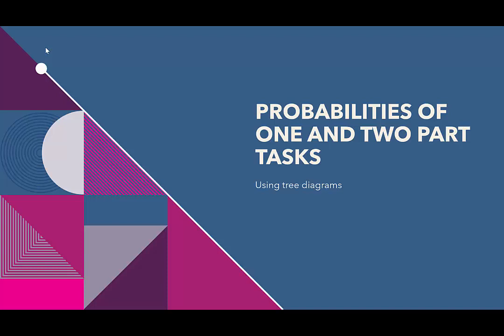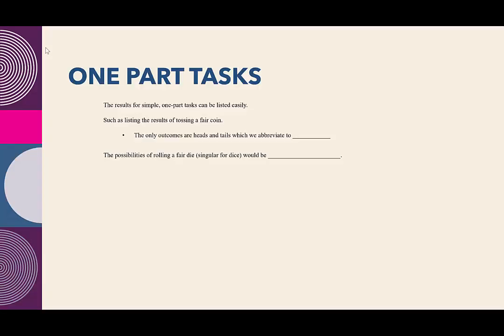In this video, we are going to talk about finding probabilities of 1- and 2-part tasks with a focus on 2-part tasks and also a focus on using tree diagrams to help us. First, let's just start with the 1-part tasks. The results for simple 1-part tasks can be easily listed, such as listing the results of tossing a fair coin. The only outcomes are heads or tails, which we can abbreviate, since they have different first letters, to H and T. The possibilities of rolling a fair die, which is singular for dice, would be 1, 2, 3, 4, 5, or 6.